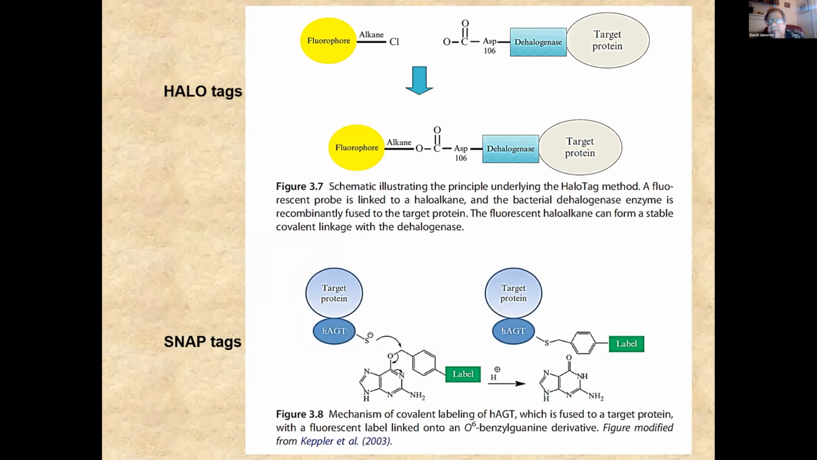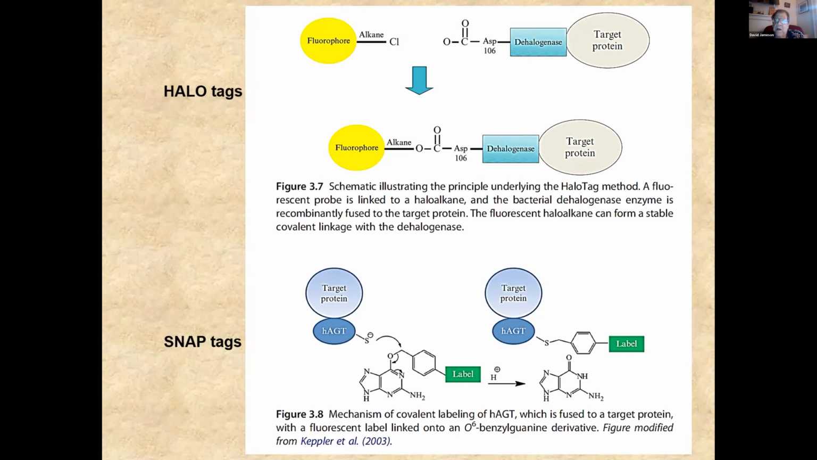And I've used Halo tags personally. With the Halo tag, you have a plasmid that codes for this dehalogenase, which you genetically attach to the plasmid of your target protein. Now, when this is expressed, you can introduce a fluorophore, which has this alkane and a chlorine, and you can attach any fluorophore you want, and you can label your protein with this.